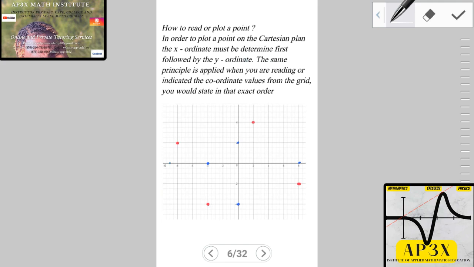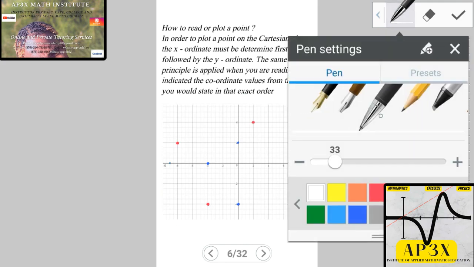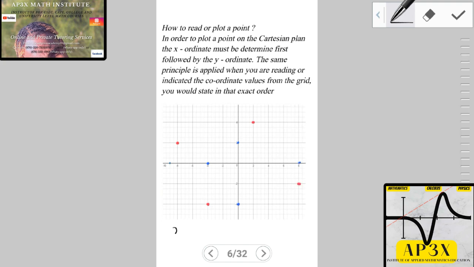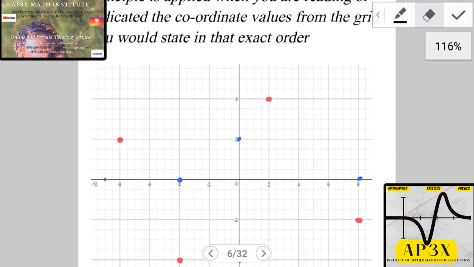All right, the same principle as I had mentioned before is applied when you're reading or indicating the coordinate values from the grid. So you would state the coordinate values of the point in that exact order. You would state it in an x and y order, like x comma y. Always like that you will name your points.